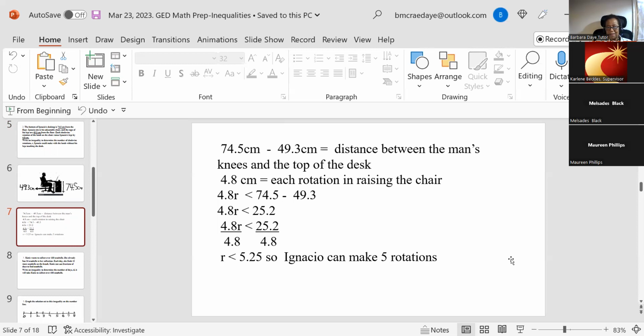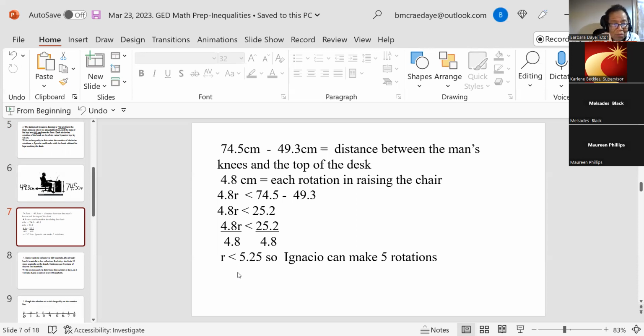Questions? But the key is when you look at the diagram, the distance between the bottom of the desk to the top and the man's knees to the desk, the distance between those is the distance of the man's knees to the top of the desk. So once you get that difference, then you can divide 4.8 into that and you get the number of rotations. But that's a decimal, 5.25. So he can't make the 0.25, but he can make 5 whole rotations. Got it?